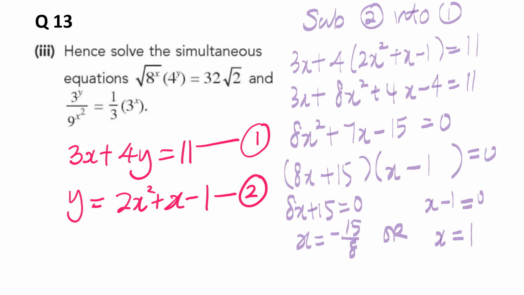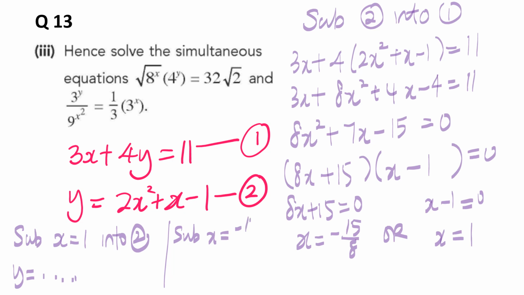Right, your mission is still not done. It's still not accomplished. You still have to find the values of y. Right, so you're going to substitute. I'll leave it to you to do it on your own. You're going to substitute x equals to negative 1 into equation 2, and you're going to find the values of y yourself. Likewise, sub x equals to negative 15 over 8 into 2. And you can find the values of y on your own.